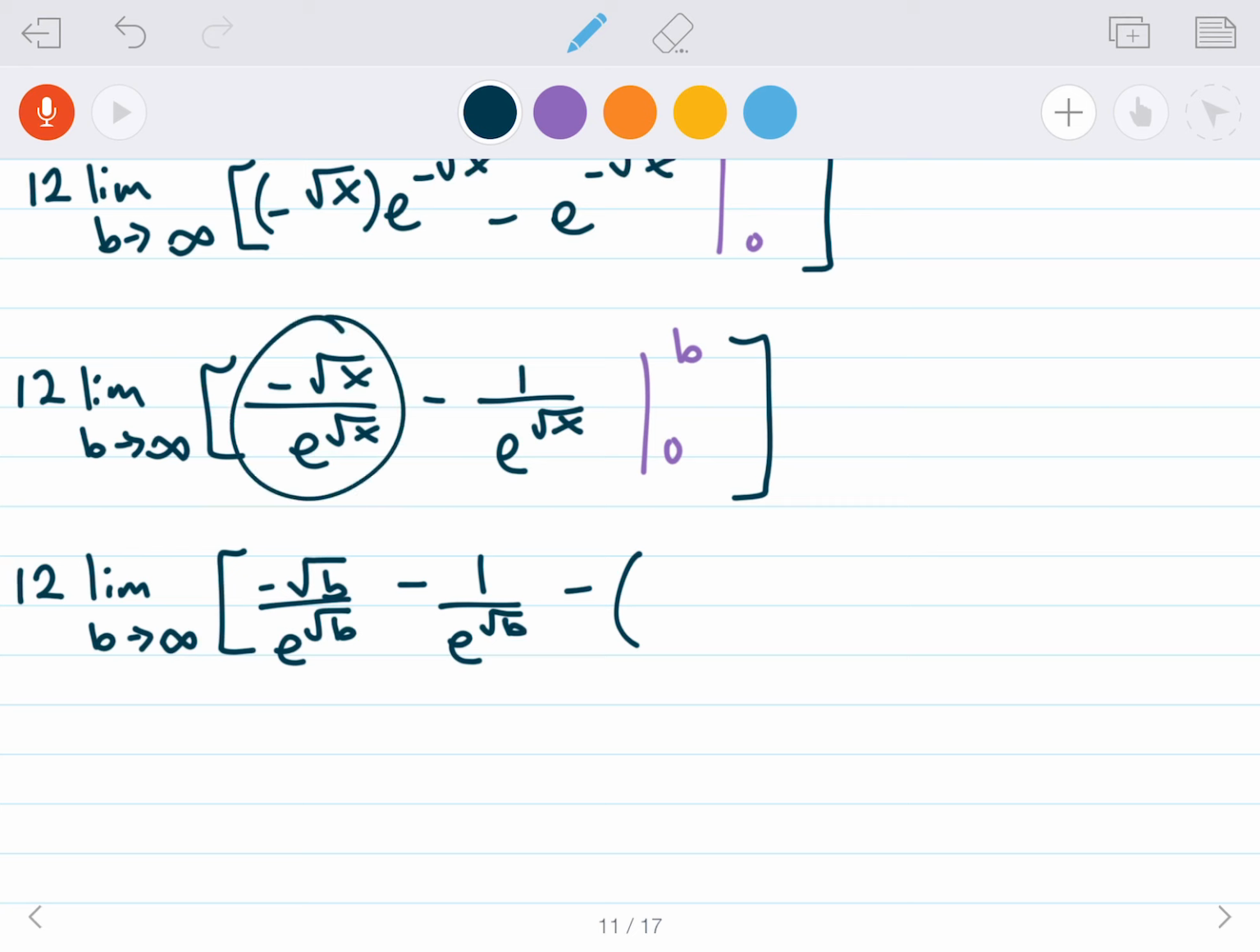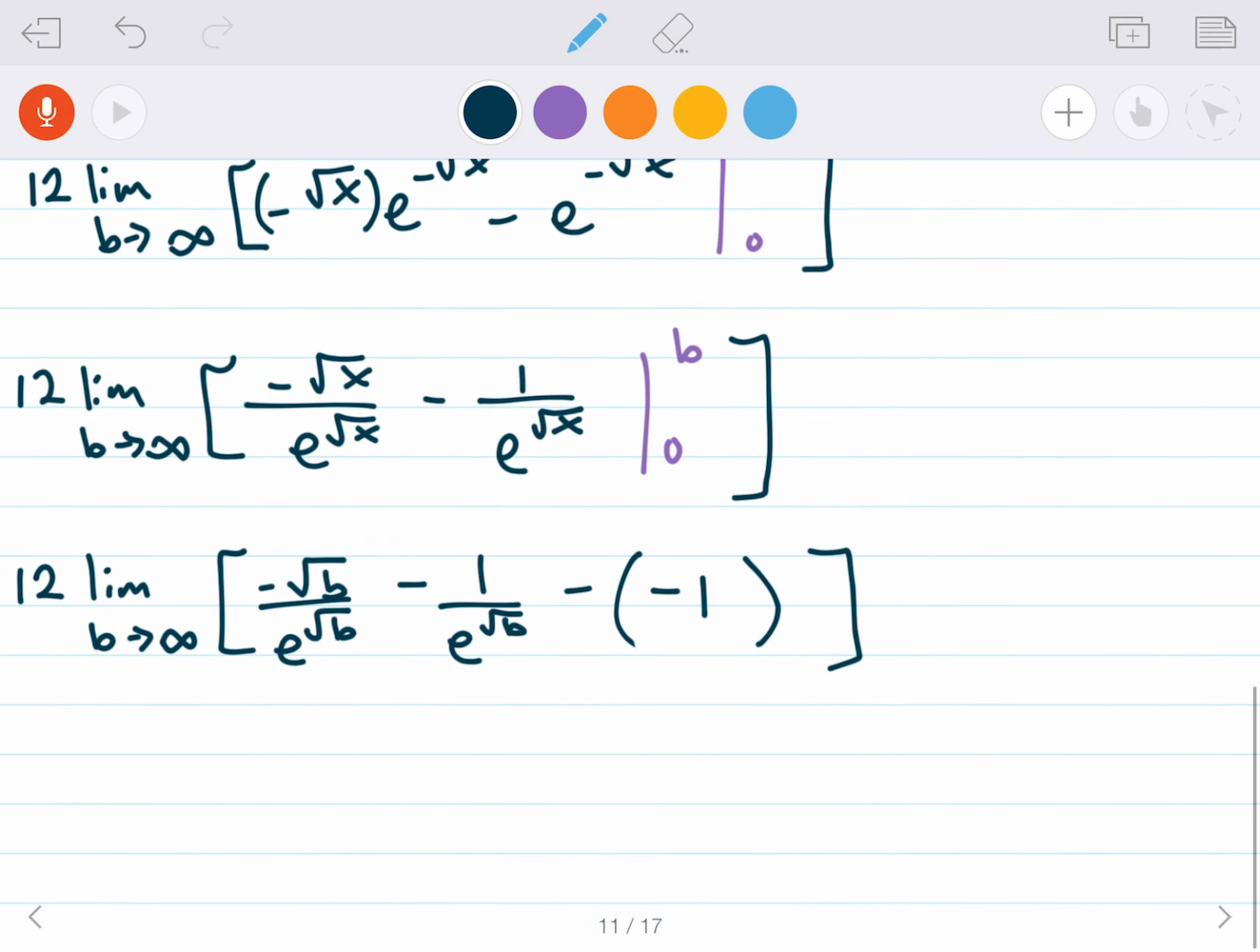Minus, now I plug in 0. Well, this all goes to 0, so I have 0 minus 1 over e to the 0, basically. So this just becomes 0 minus 1, which is minus 1. Let's put that in there.